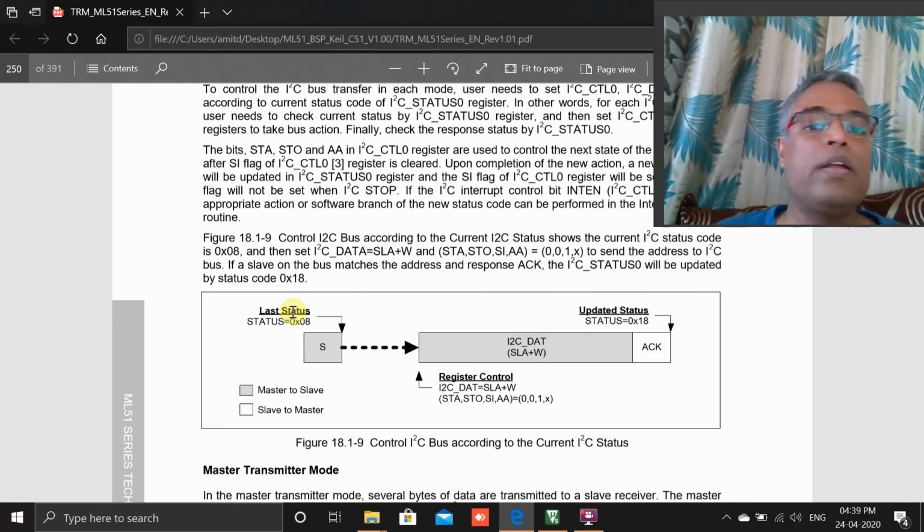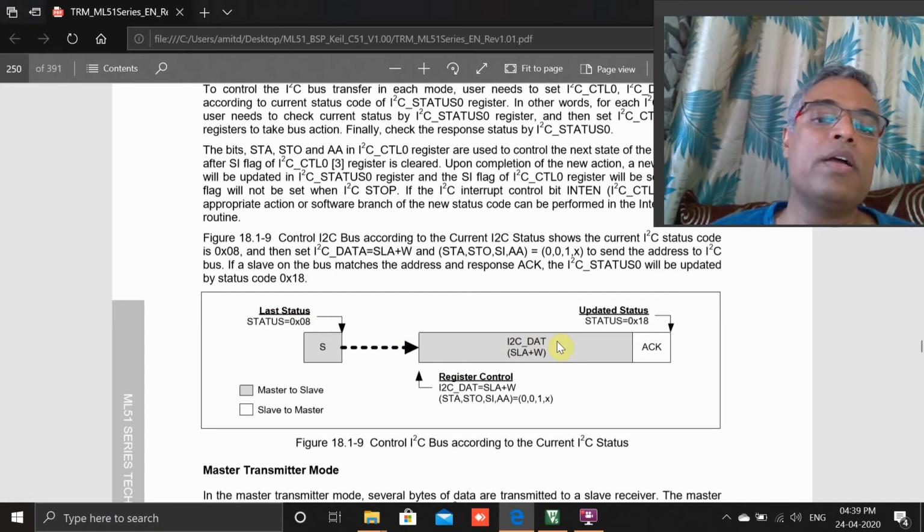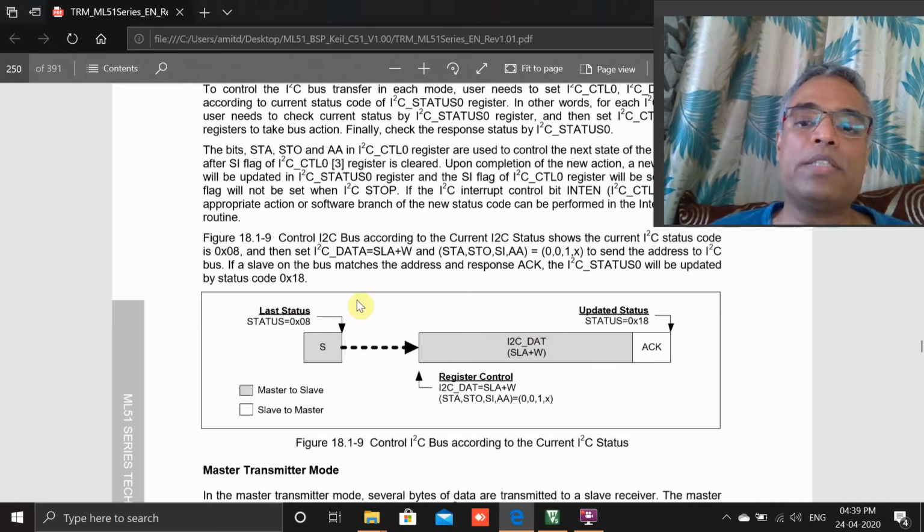So here we see that there is a status register, a control register, and a data register, so three registers basically. Okay, so how does the ML51 scheme work? Basically it's an action reaction scheme. That's how I would put it.